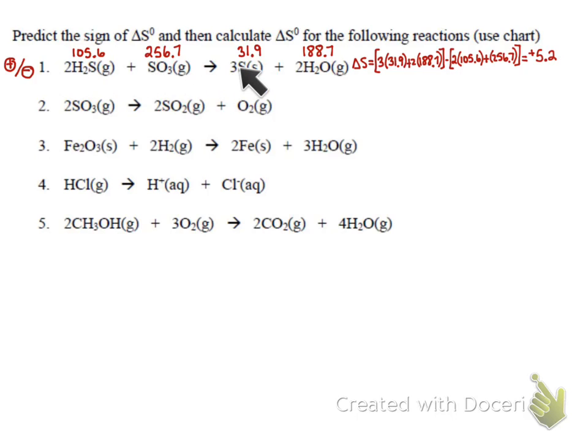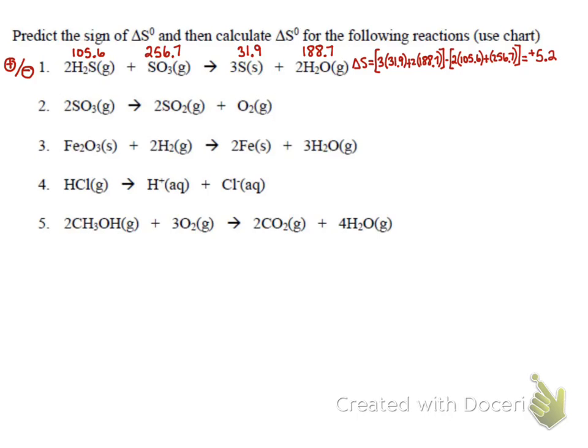H2S, SO3, sulfur S. If you're given more than one choice, as in the case of sulfur, which can come in more than one form, use the first one, which in this case is 31, and then water. Be sure to check the state of water, because water in the gas form has a different entropy than water in the liquid form or the solid form. So be really careful with states. The numbers here I wrote above just to keep track of them.